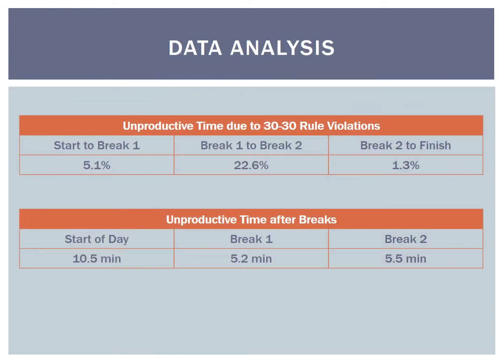The results seen here are only taken from the activity sampling and are averages over both observed crews. As you can see, 30-30 rule violations have the largest impact between breaks 1 and 2, and the most unproductive time was actually seen at the start of the day, not after either of the 2 breaks.